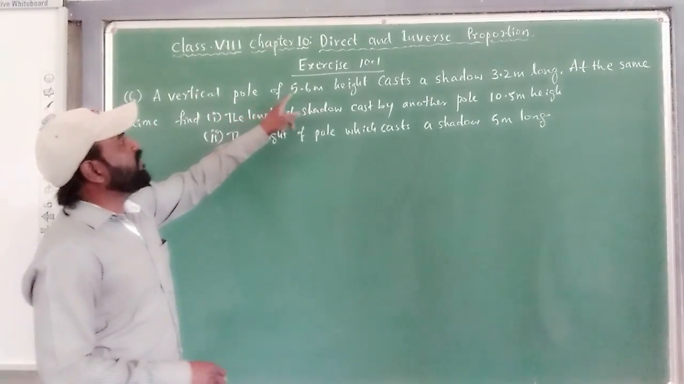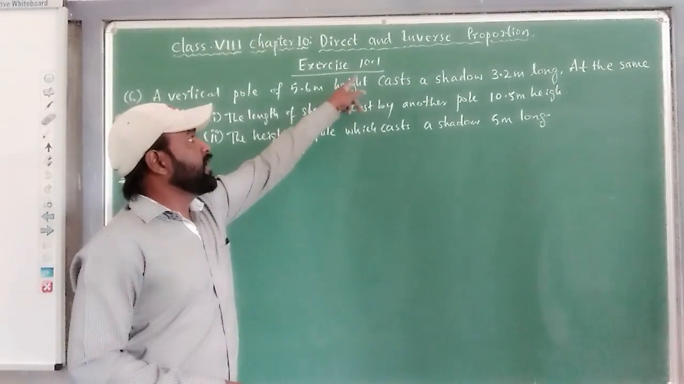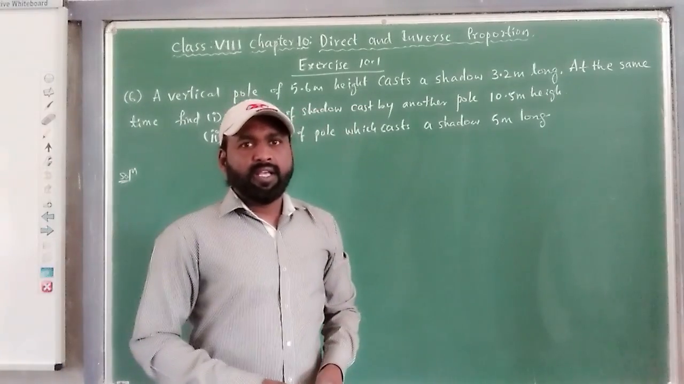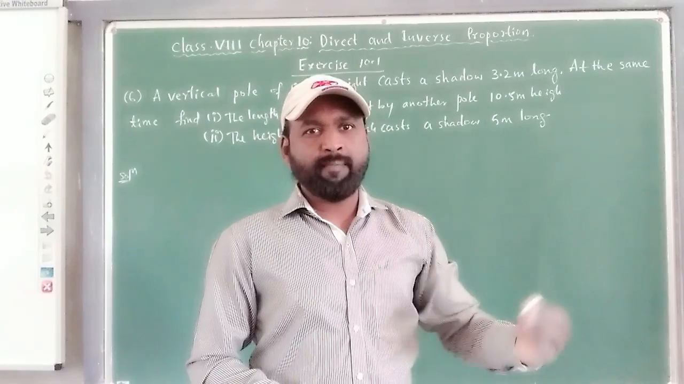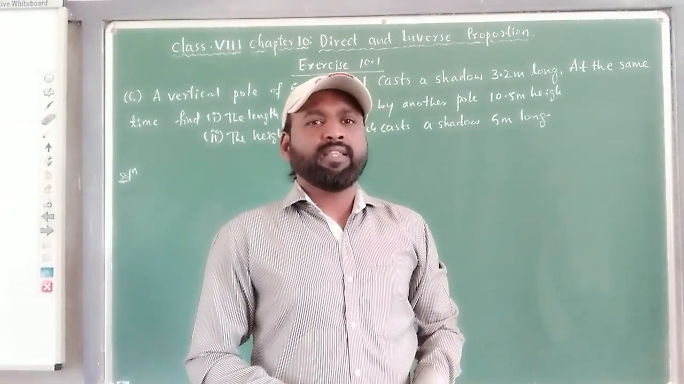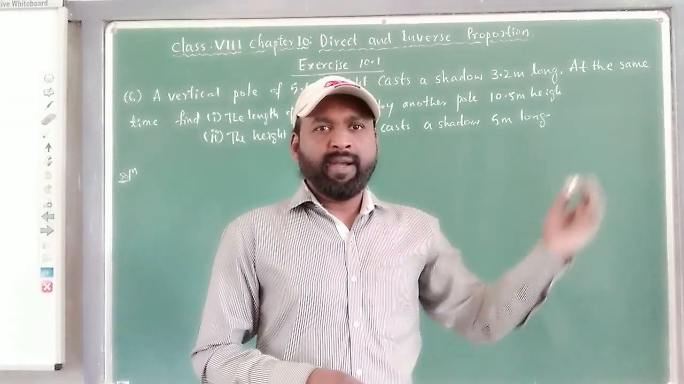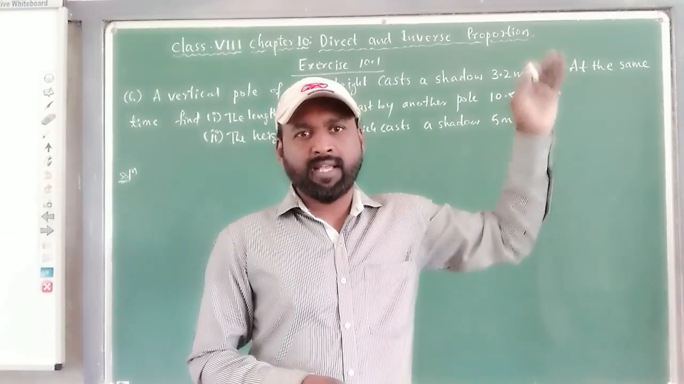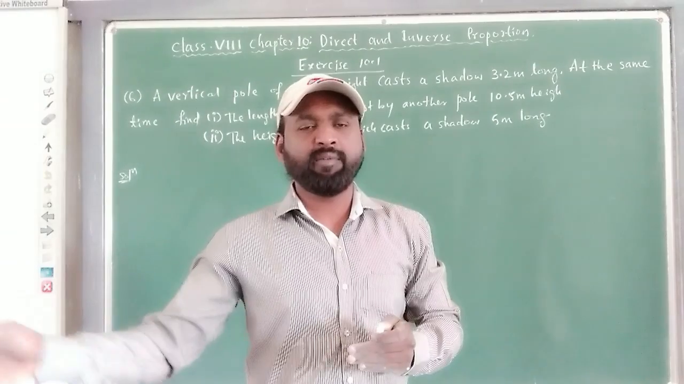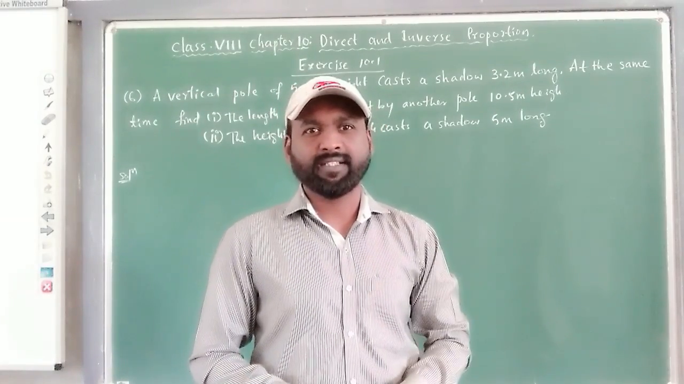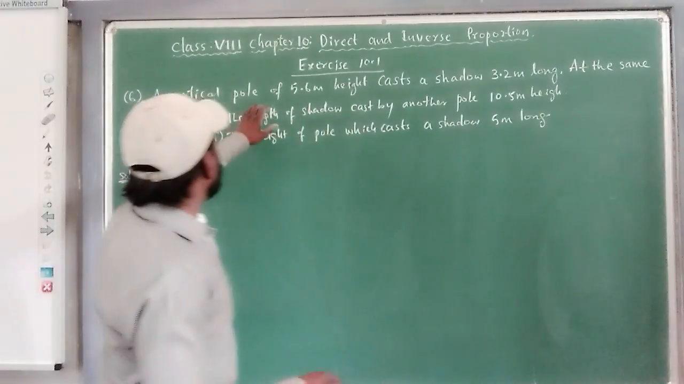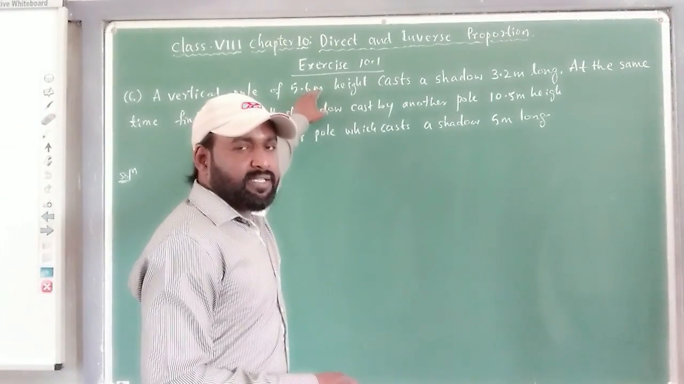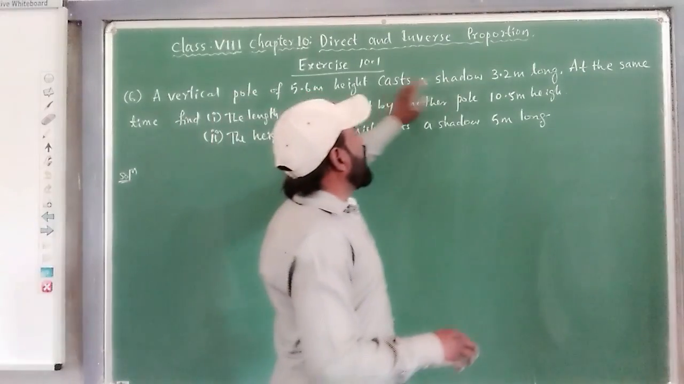A vertical pole of 5.6 meters height casts a shadow 3.2 meters long. If you see a tree or a pole or any object kept in the sunlight, depending on the angle of incidence, the sun rays will fall upon the object, and a shadow will be cast on the ground. We all know that. So the pole height given is 5.6 meters. If the pole height is 5.6 meters, how much is its shadow?